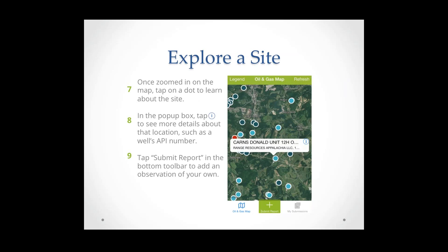So once you're zoomed in on the map, tap on a dot to learn more about the site. A pop-up box will then display with the basic information about the point. So this well in southwestern Pennsylvania, for example, is called the Carnes-Donald Unit and is operated by Range Resources. To see more details about that location, you would tap the blue eye. Once you go into that, we'll try to provide as much information about that particular site as we can, such as the well's API number or the date that the well was drilled. That's also called the spud date.